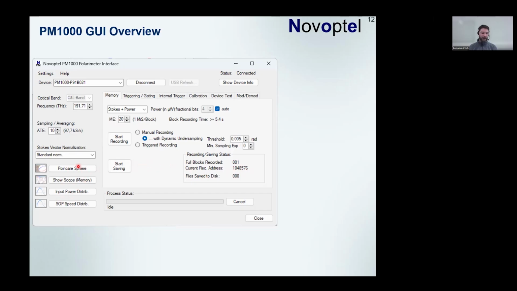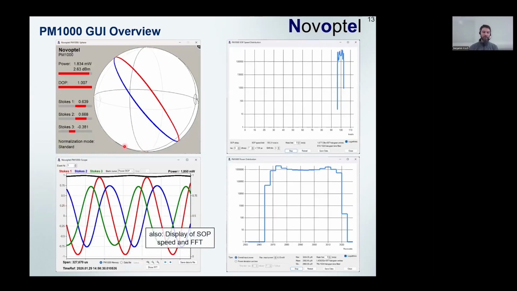On the left, you have 4 additional windows that I show you now. Maybe the most important is the Poincare sphere, which shows you what is actually happening right now with the polarization. And we see here there's a rotation around a great circle on the Poincare sphere.